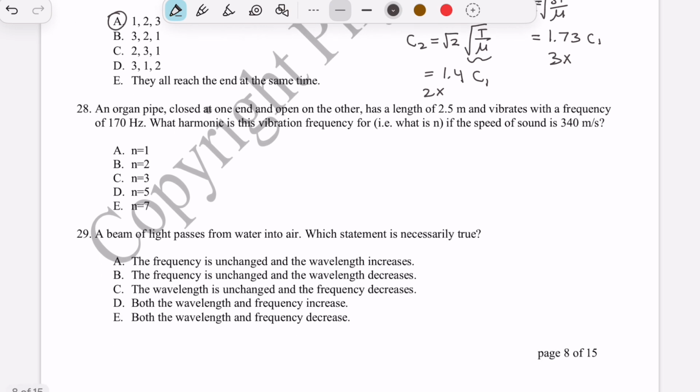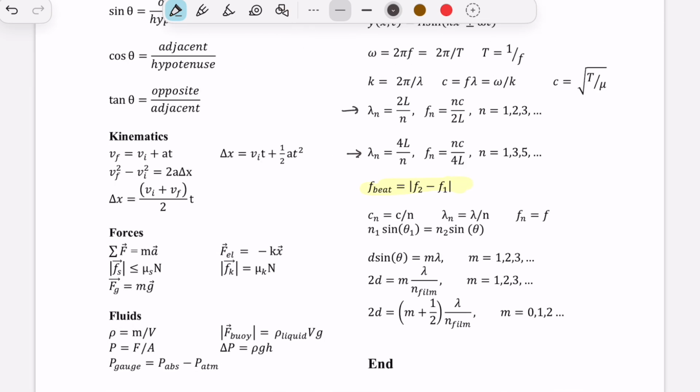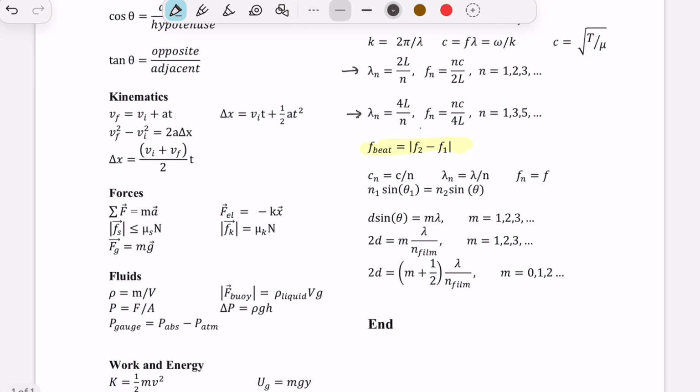Question 28, an organ pipe closed at one end and open on the other has a length of 2.5 meters, vibrates with a frequency of 170 hertz. What harmonic, so what is N? If the speed of sound is 340 meters per second, I'm going to write out what we know. So length is 2.5 meters, F is 170 hertz, C is 340 meters per second. So because it is closed at one end and open on the other, I need to use this equation.